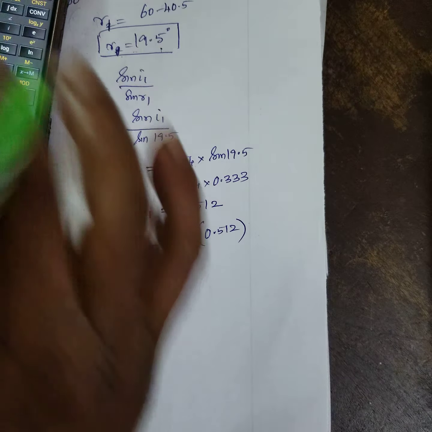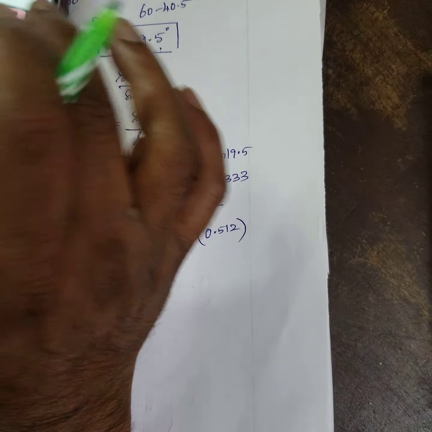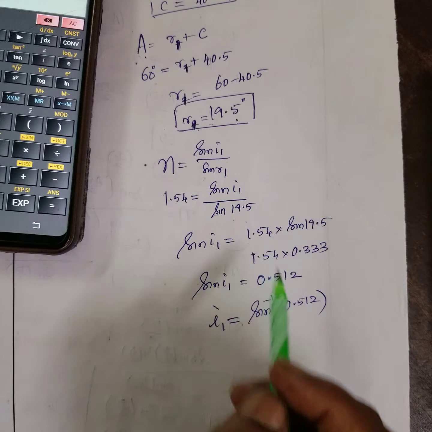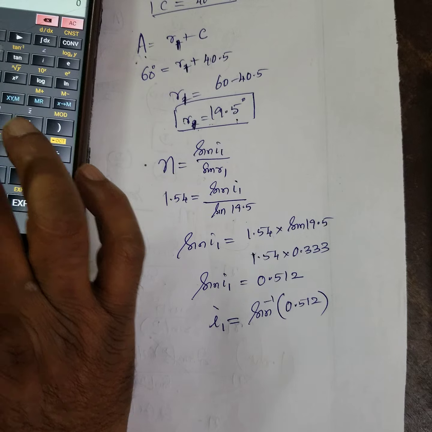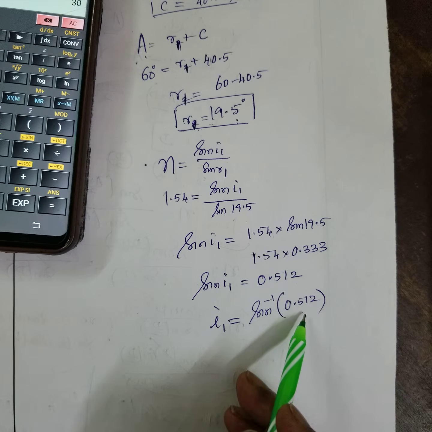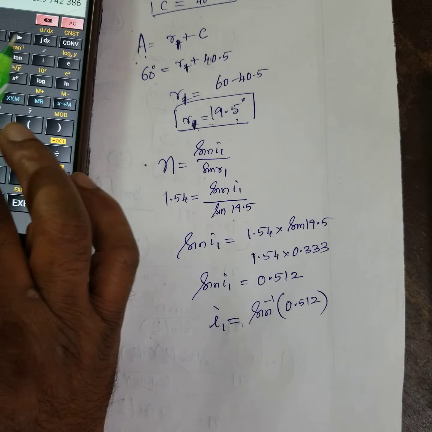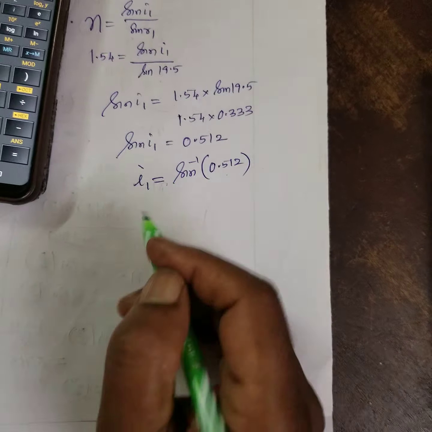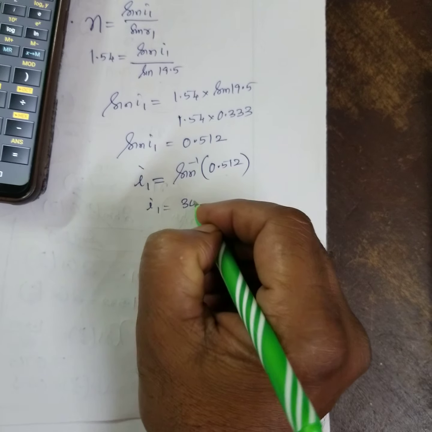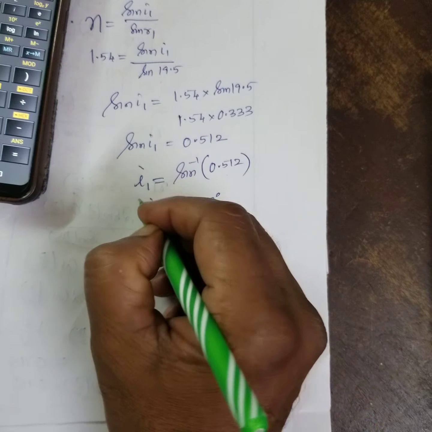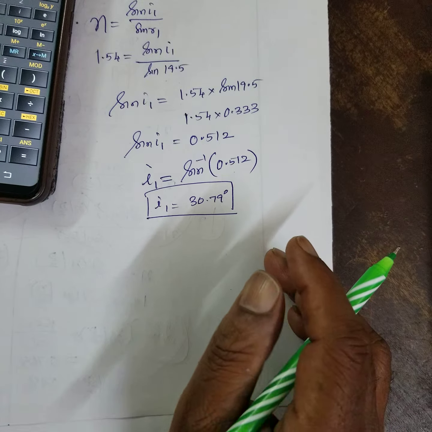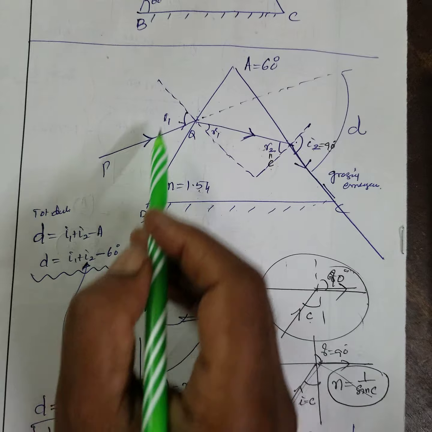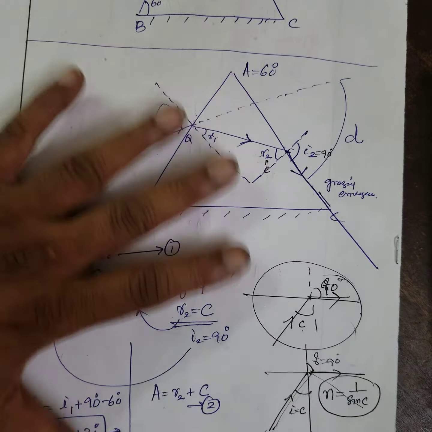Shift, sin inverse 0.512. Sin 30 is 0.5, so around 30 degree we will get. Therefore, I1 is equal to 30.79 degree. Now what was the question? What is the angle of incidence? See, we found it out. These are the toughest sums.